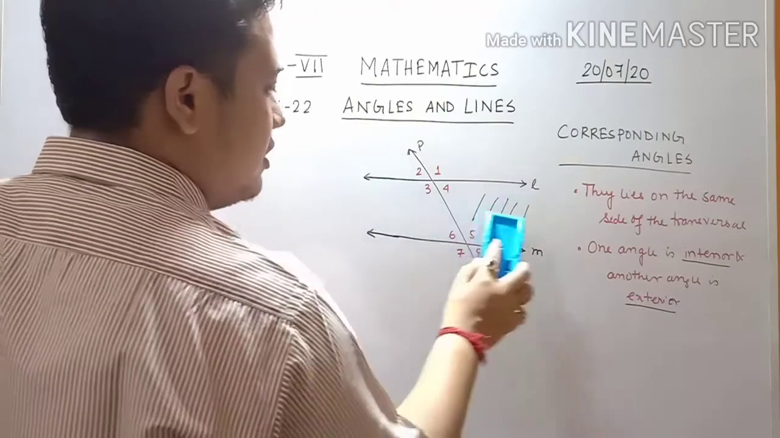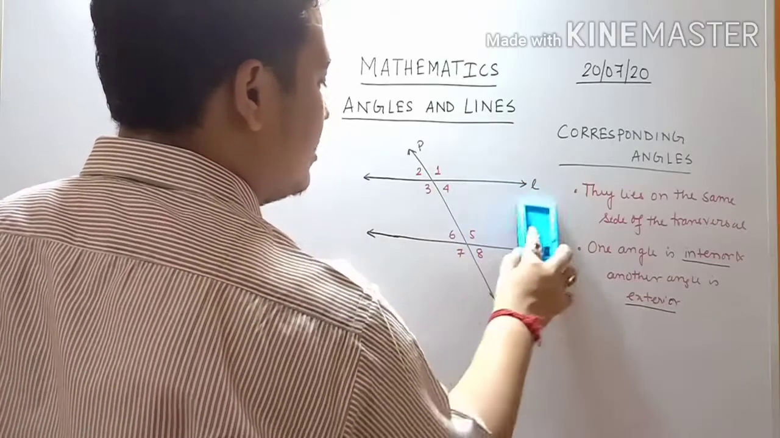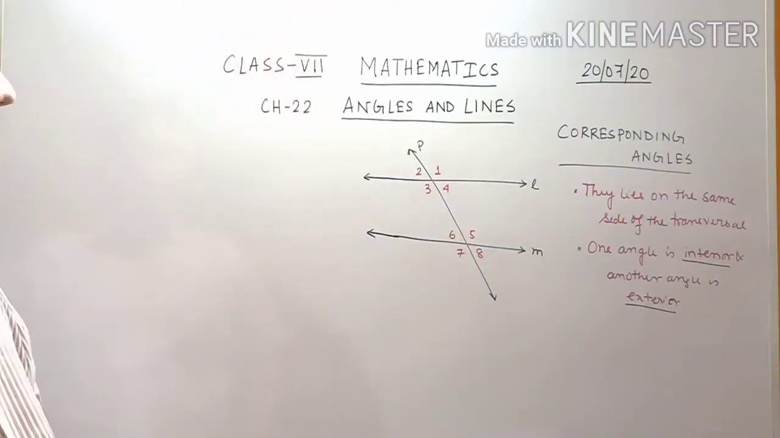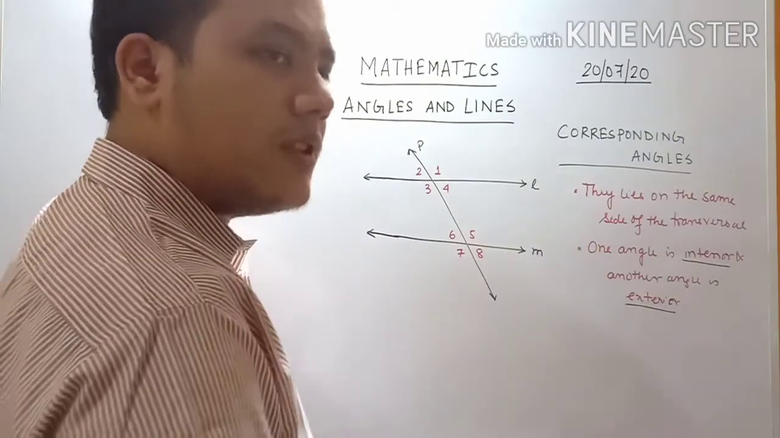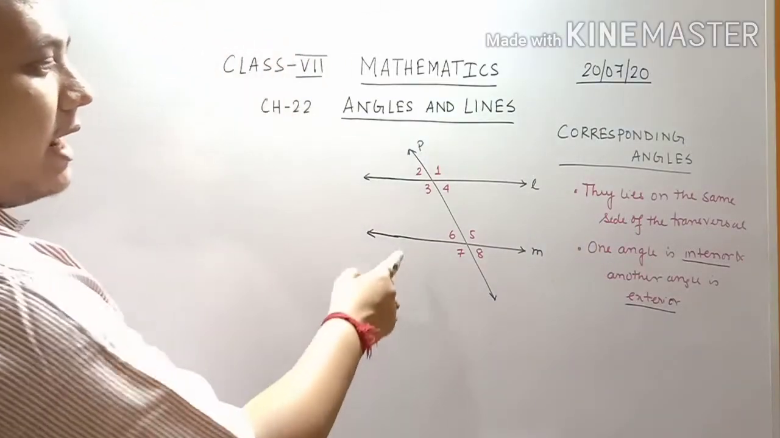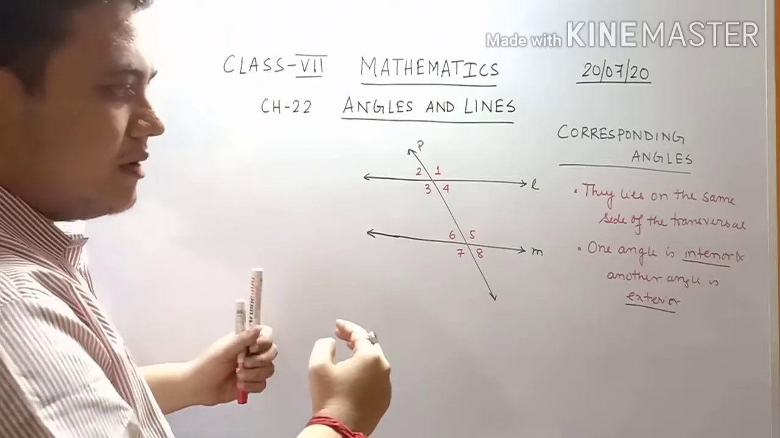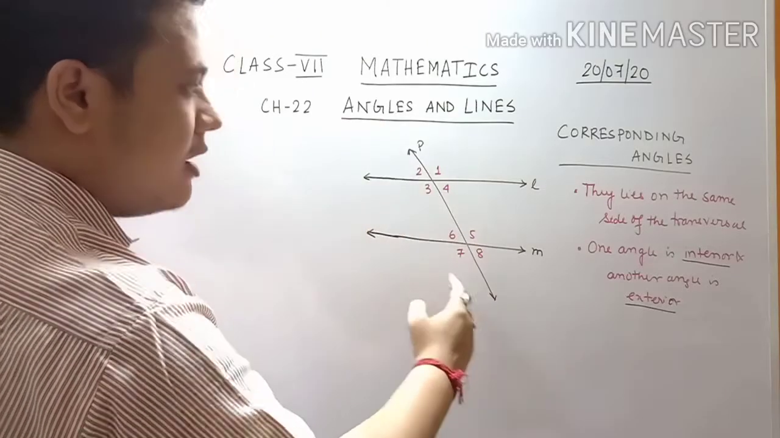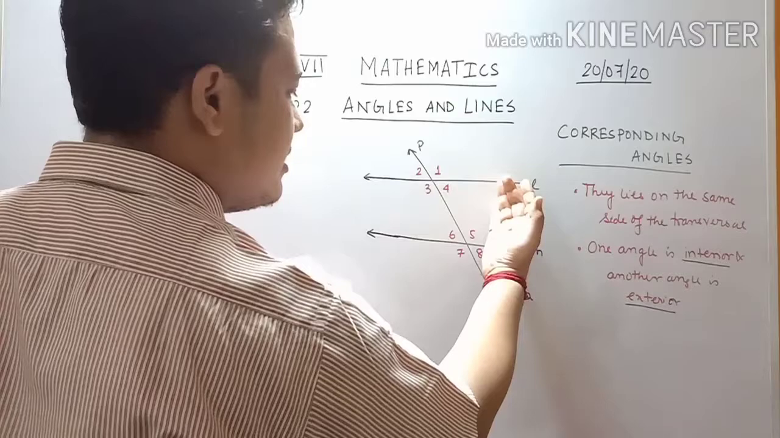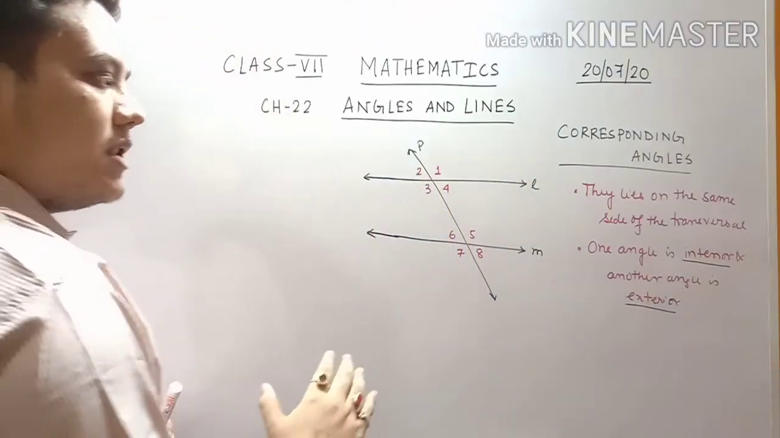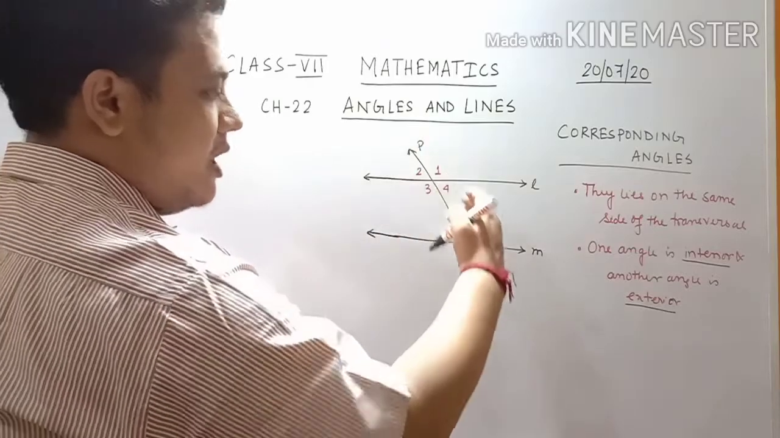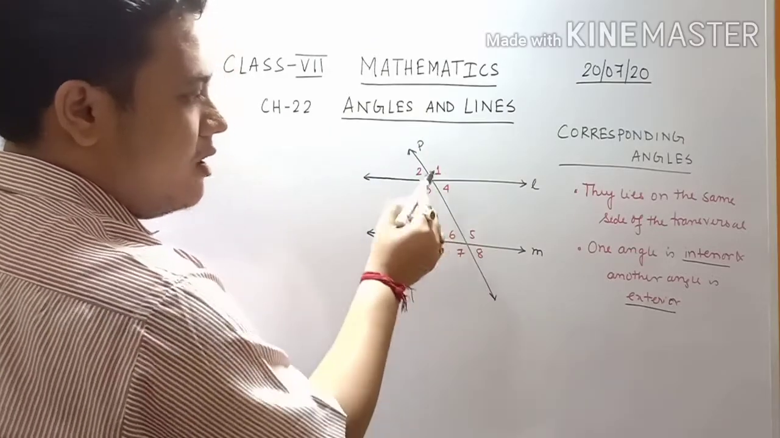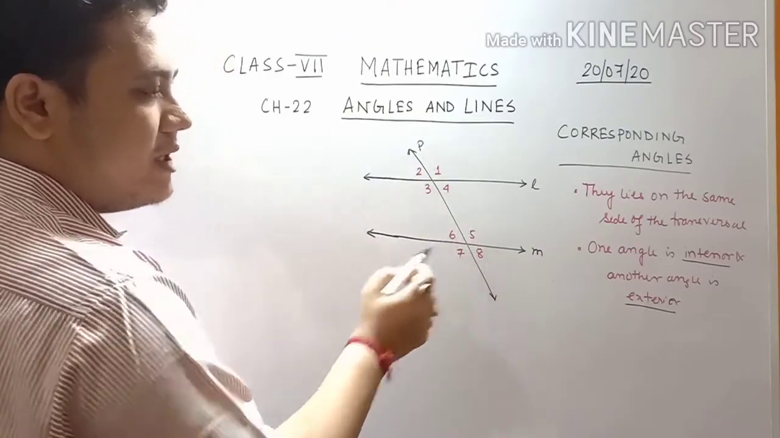Now let us come back to the definition of corresponding angles. What does it say? It says that they lie on the same side of the transversal. They lie on the same side of the transversal means, this is the transversal. If you consider that this is the right hand side and this is the left hand side, first we are considering the right hand part. So how many such angles are you getting here on the right hand side? 1, 4, 5 and 6.